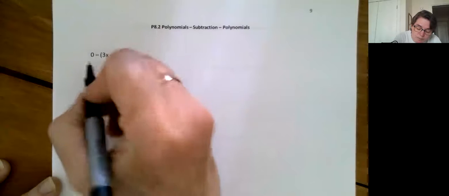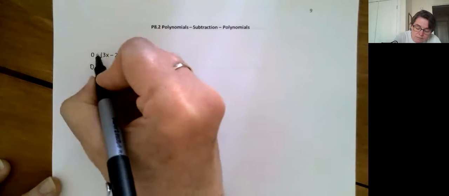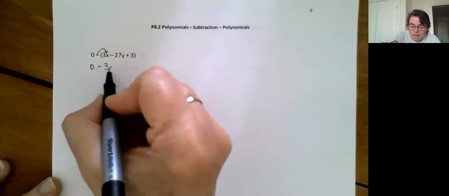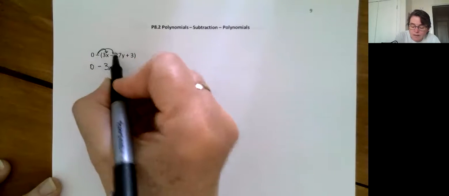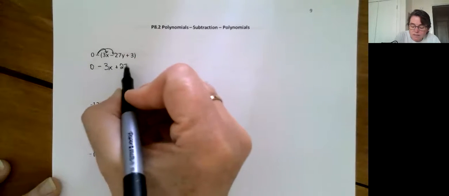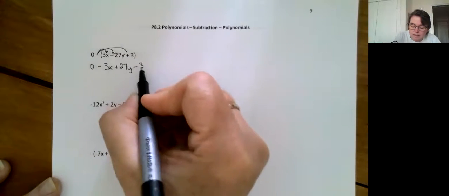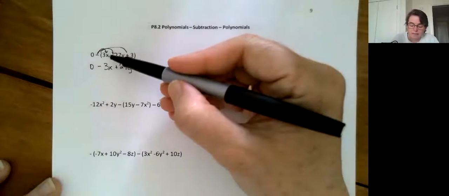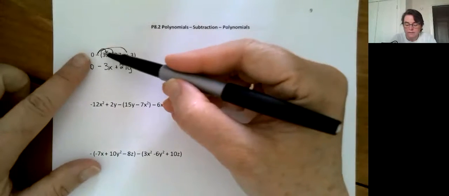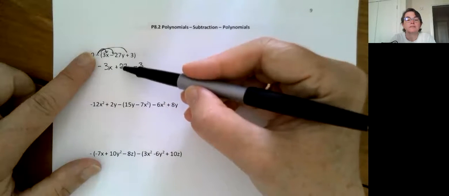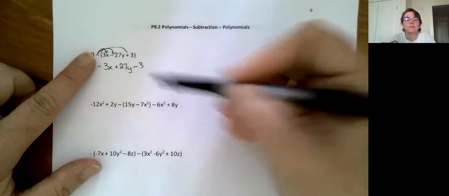Right, distributive property, so 0 comes down. So there's nothing to do there. Minus 3x plus 27y minus 3. Now, before we go further, I'm going to do my check. Okay, so this was a plus 3, this is a minus 3, negative 27 to plus 27. Yeah, we're golden.